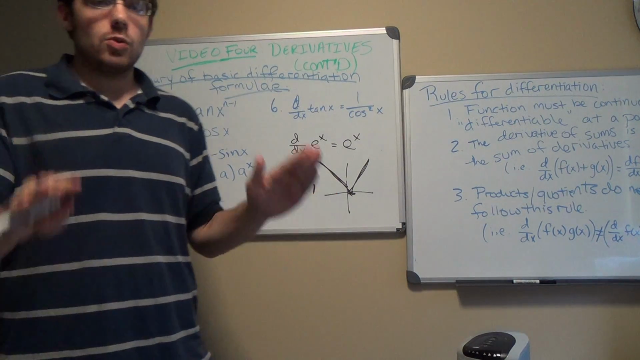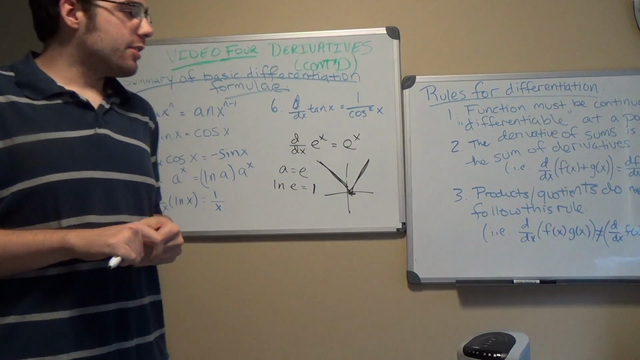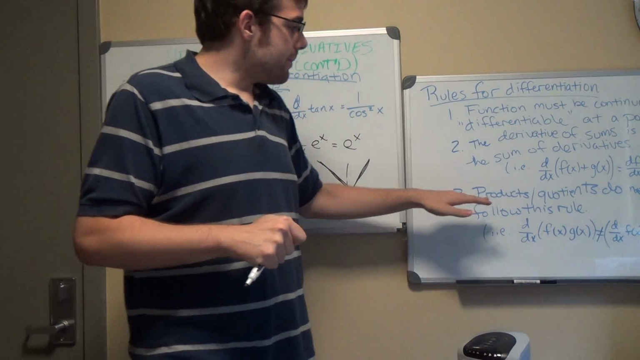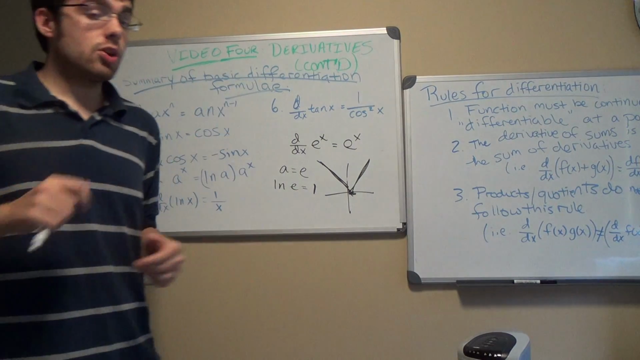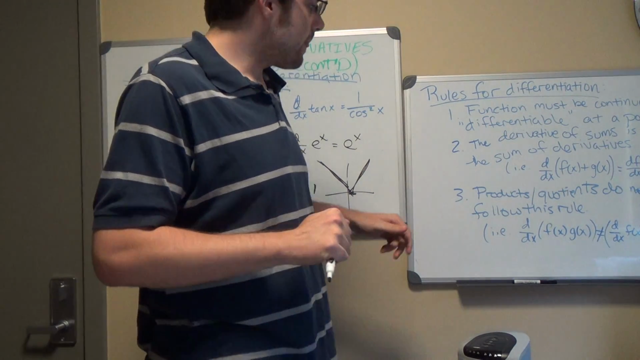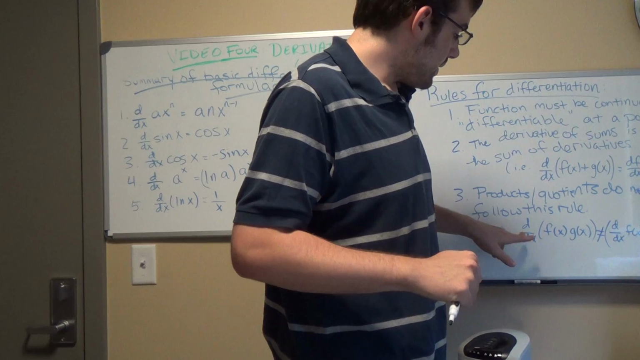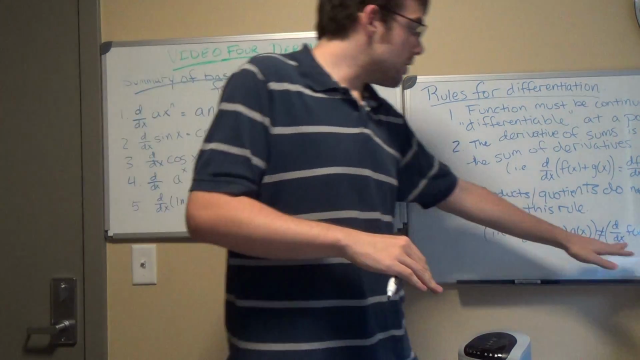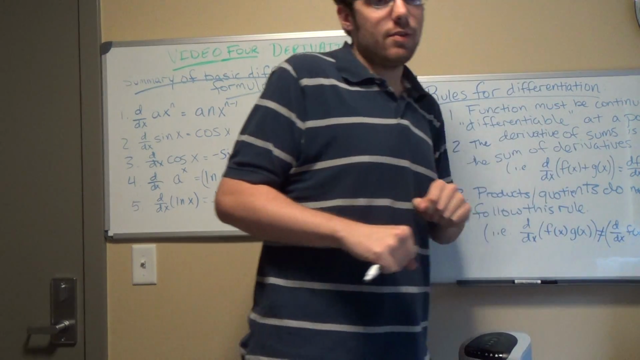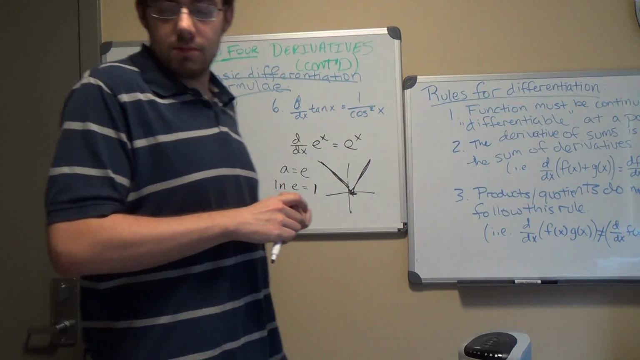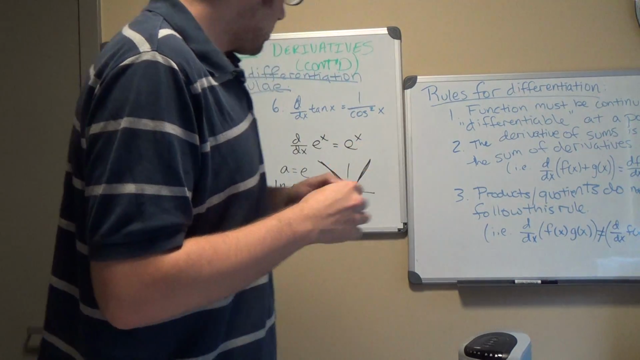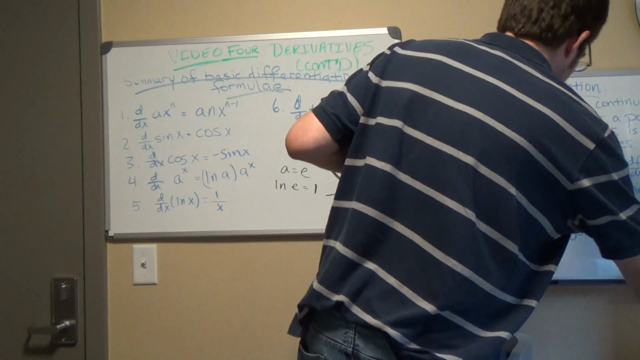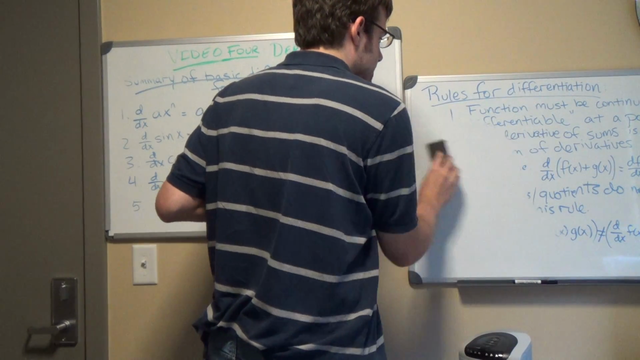This isn't 100%. There are some exceptions. I'm not going to go into those. But products and quotients do not generally follow this rule. Namely, the d dx of f of x times g of x does not equal the derivative of f times the derivative of g. Okay, so keeping these rules in mind, let's go through a couple example problems.